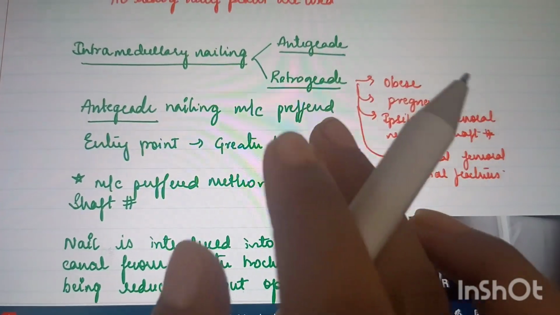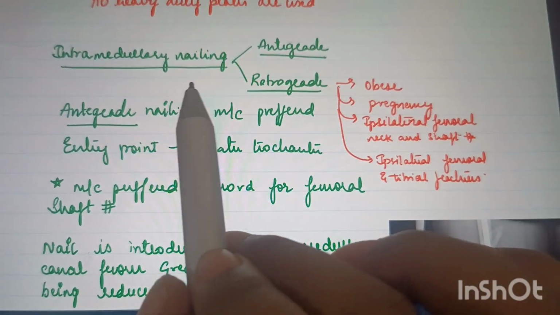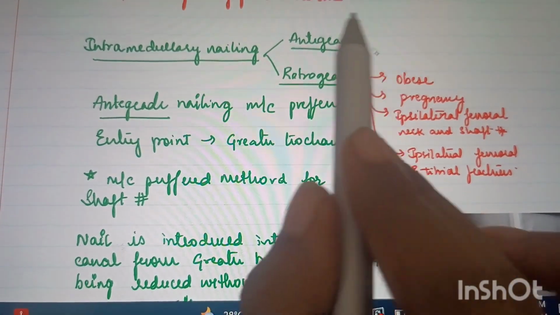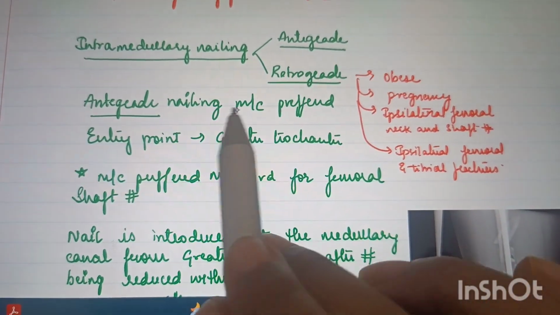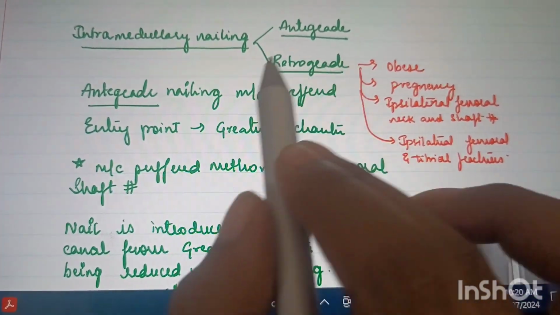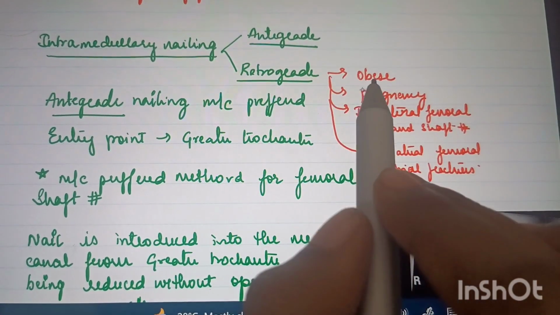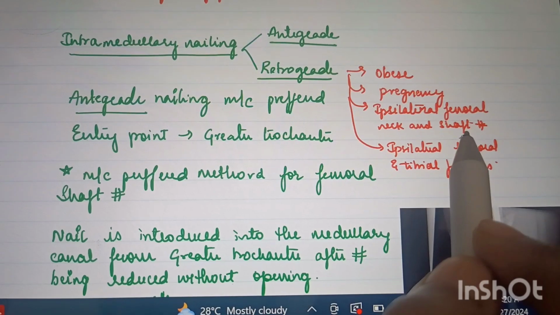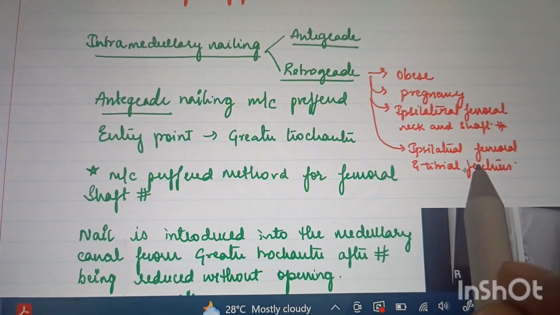Next comes intramedullary nailing. It can be done through 2 methods, either antegrade or retrograde. Usually the most commonly preferred method is the antegrade method. Okay, a retrograde method of nailing is used in morbidly obese patients, in pregnancy, ipsilateral femoral neck and shaft fracture, and ipsilateral femoral and tibial fractures.